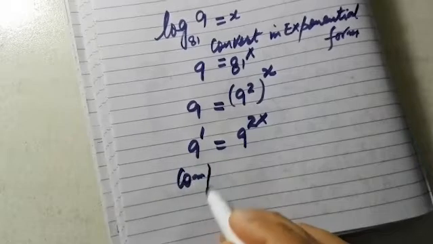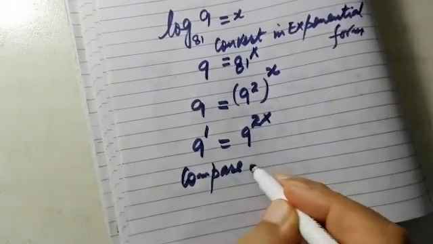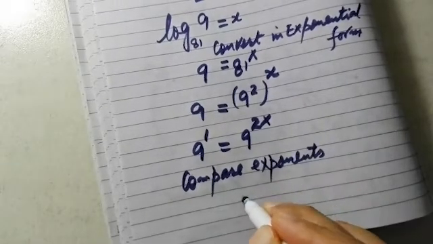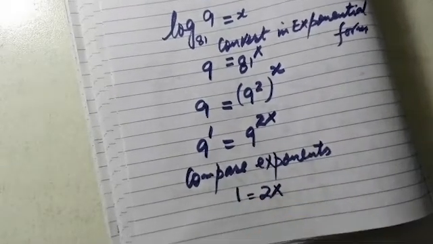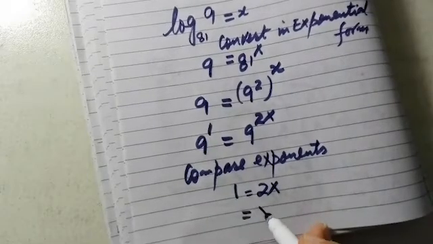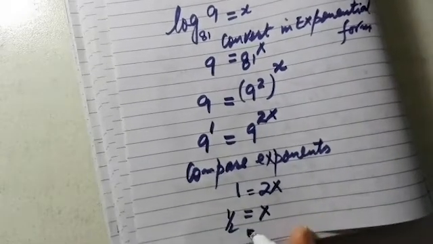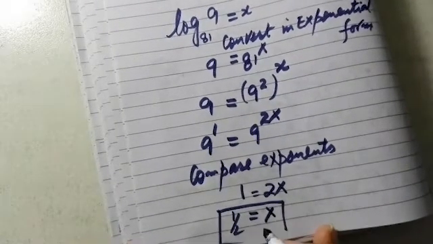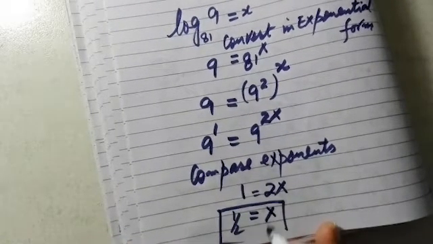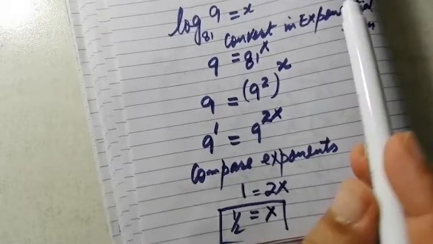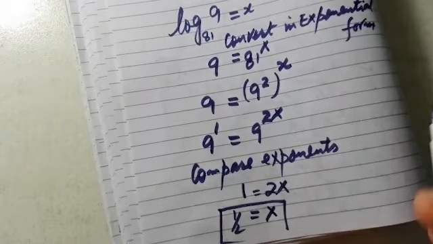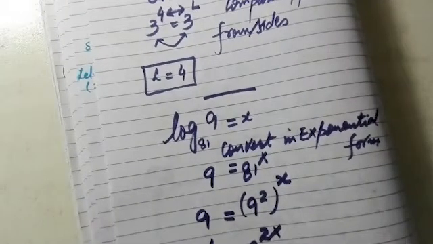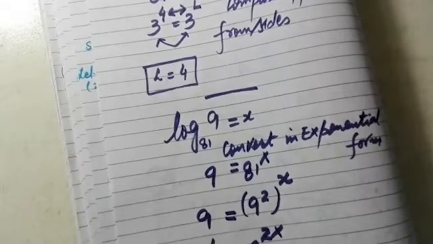Once again, you will see that both sides have the same bases. We have to find the value of x only. So you compare exponents, and you directly write 2x equals 1. We were supposed to find the value of x only, so divide by 2 on the other side. It will give you the required value, x equals 1 by 2. So this is how you will solve.